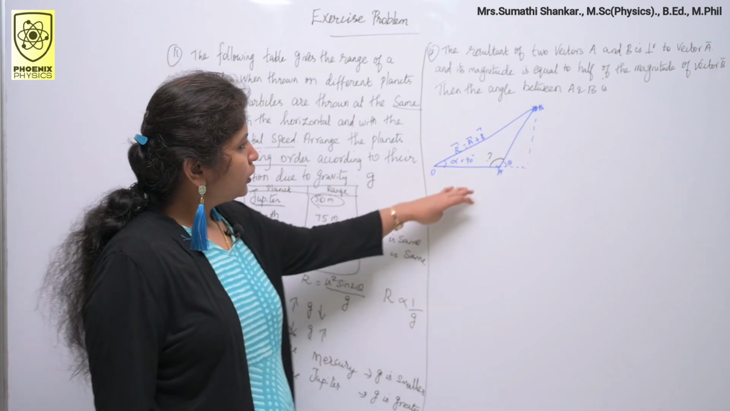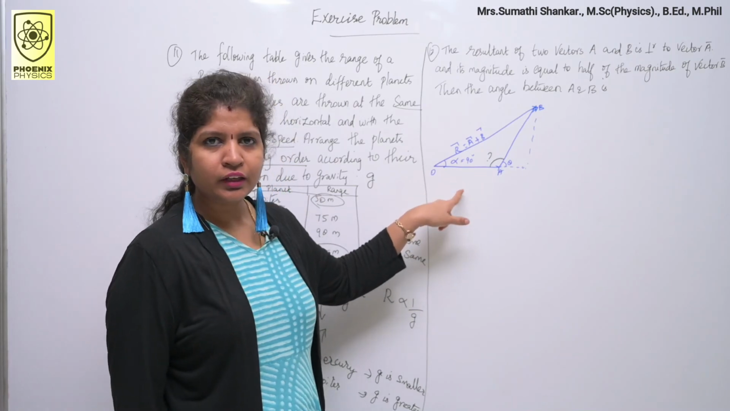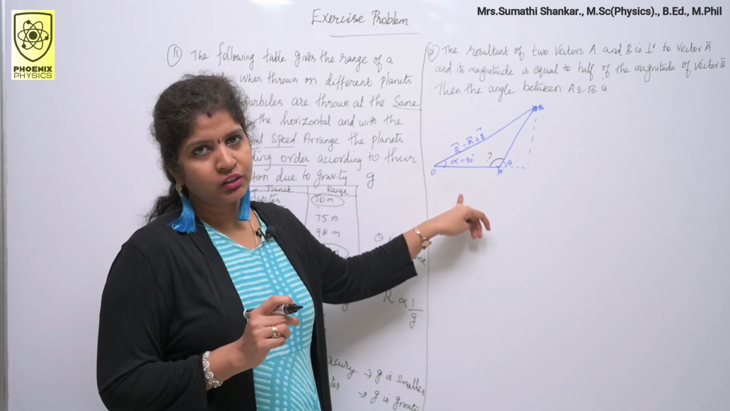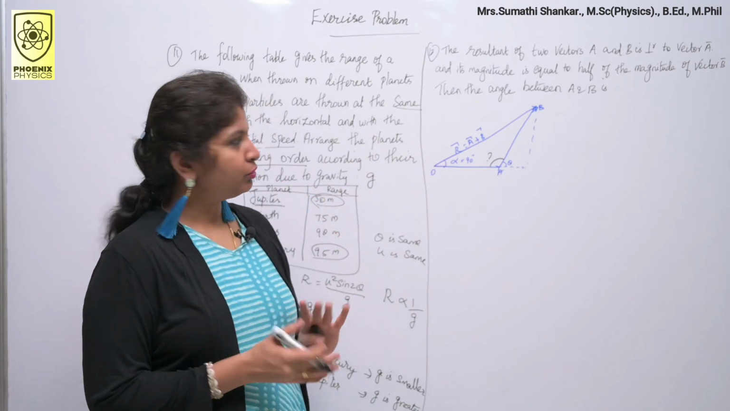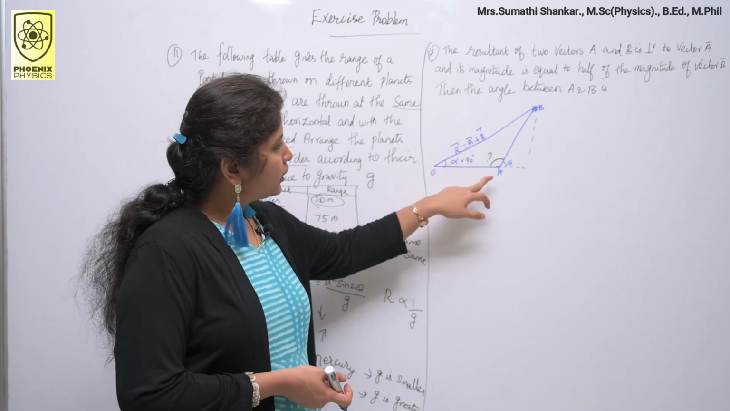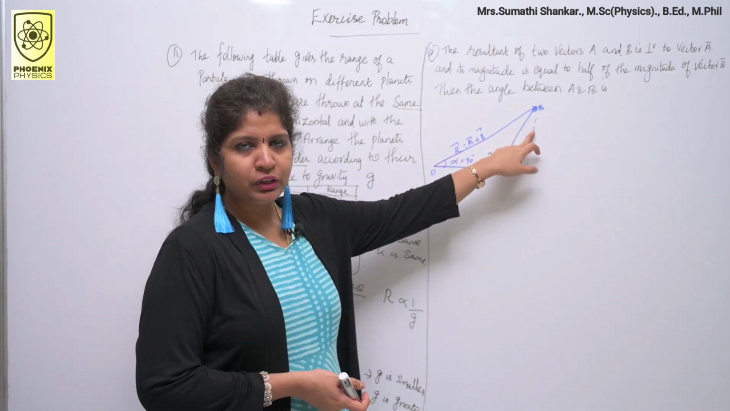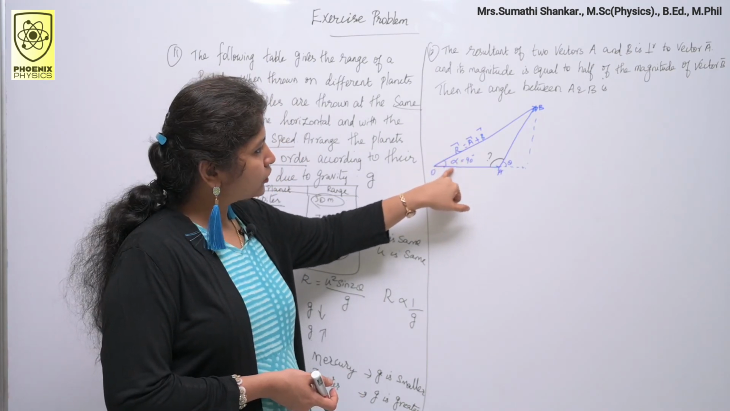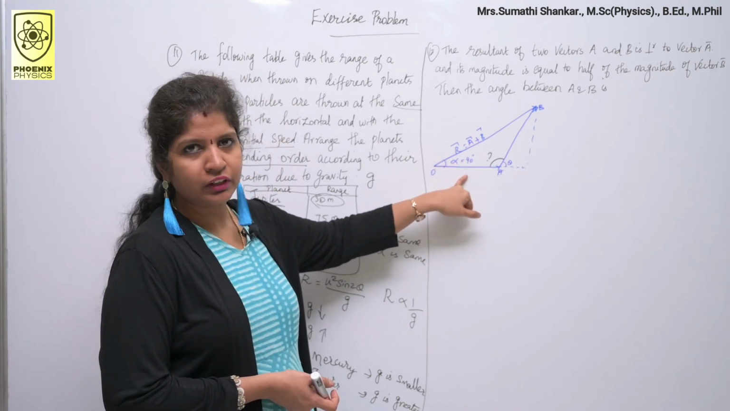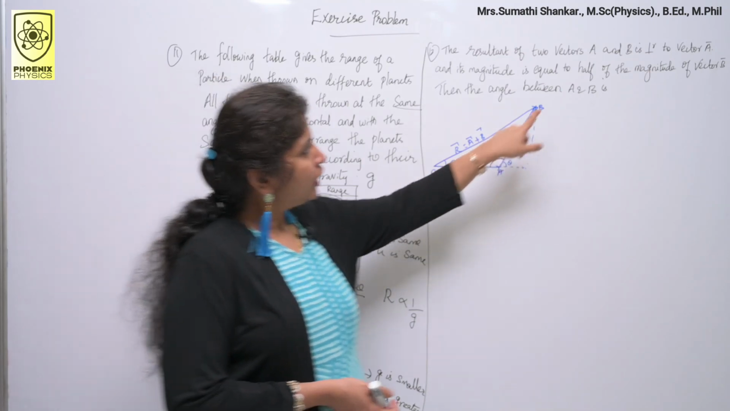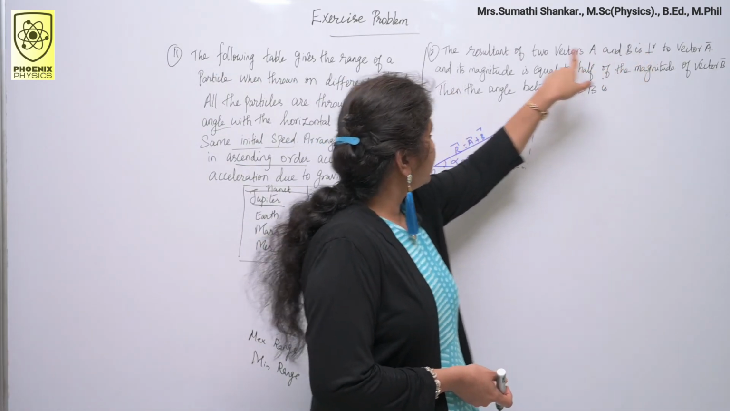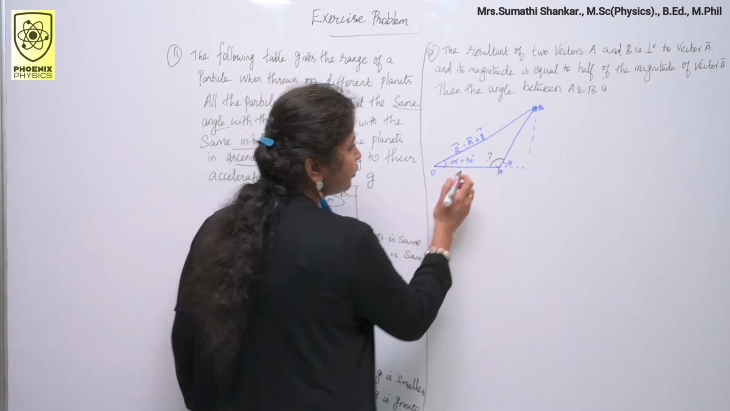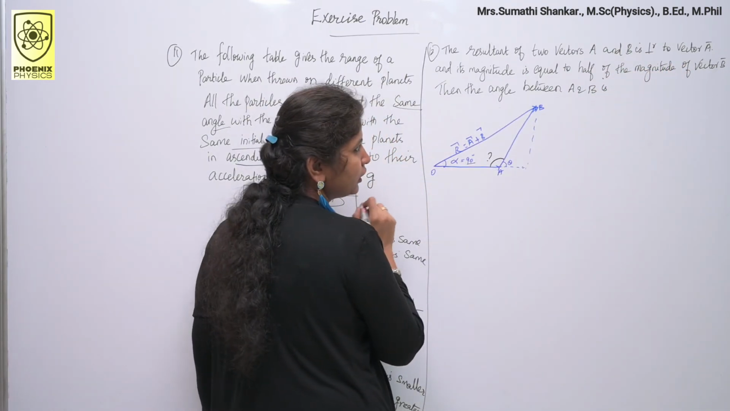Have you seen this diagram? We have already seen this diagram in vector addition. I have taken the same diagram for this problem. Here this is my A vector and this is my B vector. This is the resultant vector, which makes an angle alpha with the A vector. Here what is given? The resultant of two vectors is perpendicular to vector A. So alpha is 90 degrees.